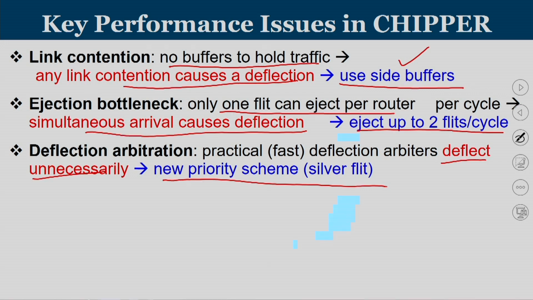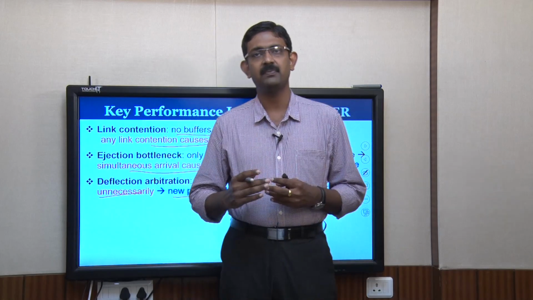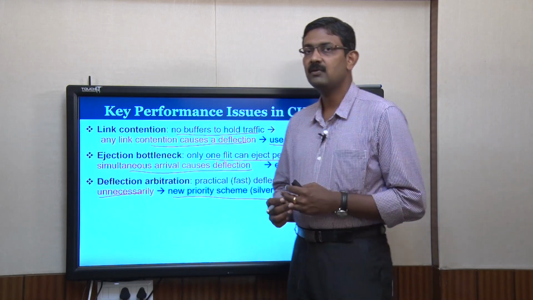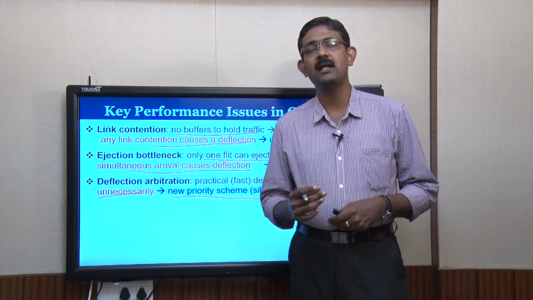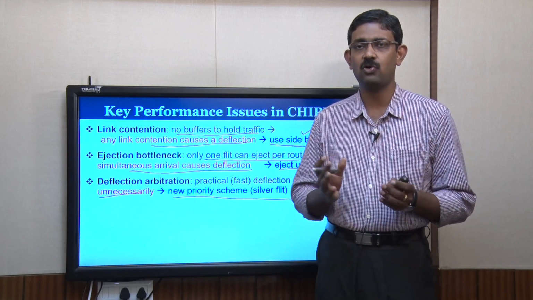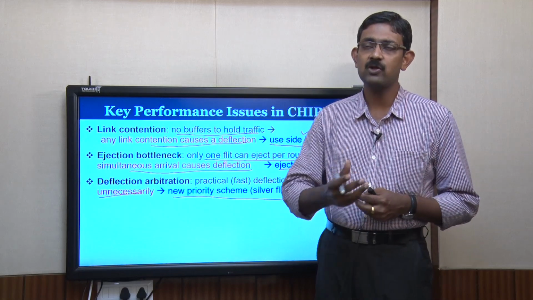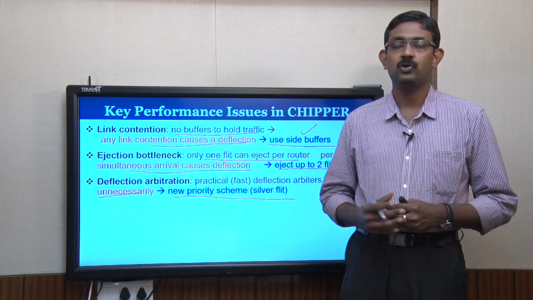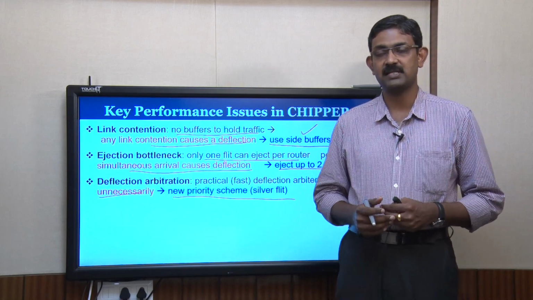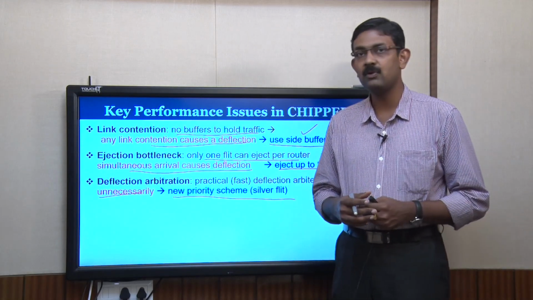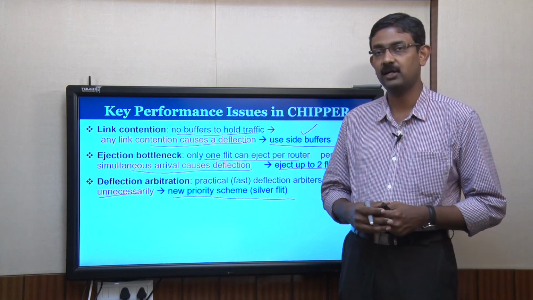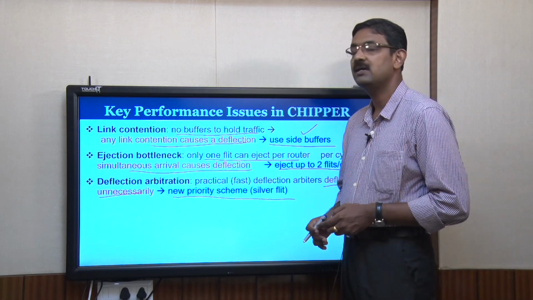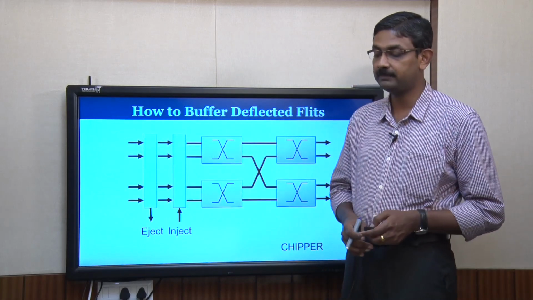On top of the conventional CHIPPER architecture, we are trying to introduce 3 more concepts. The first concept is, rather than permitting all the flits to go in the deflection direction, can we save at least a couple of flits, or maybe at least one flit per cycle, in a special buffer which is known as the side buffer. The second one is multiple ejection circuitry, and the third one is the introduction of one more level of priority scheme, known as the silver flit priority.